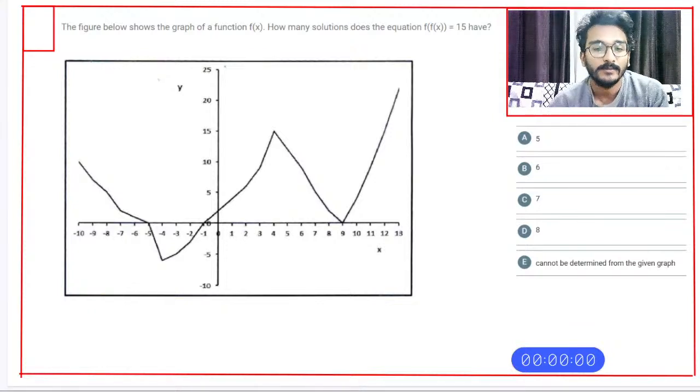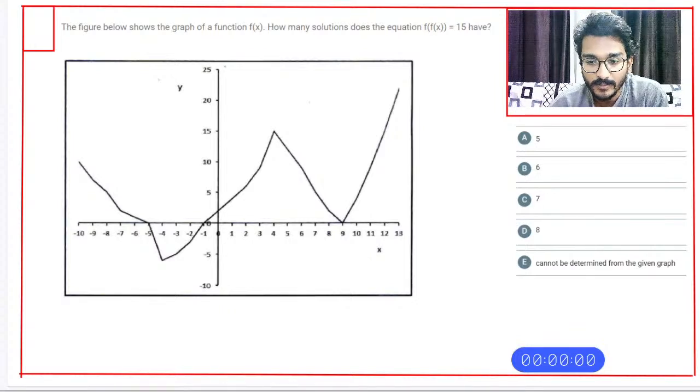So anybody, what's your answer? 5, 6, 7, 8, or none of the options? Take a guess. Not a guess, it's a gut feeling, I can say.